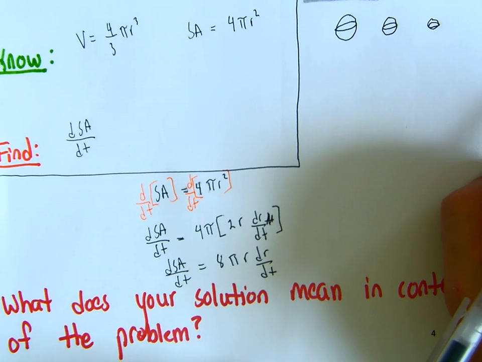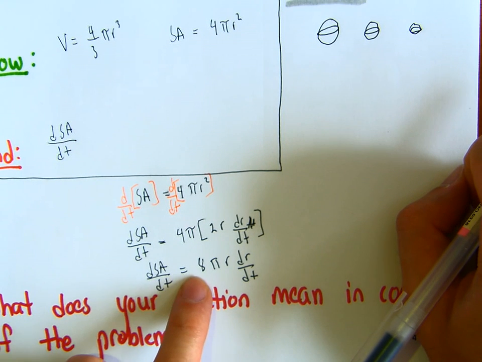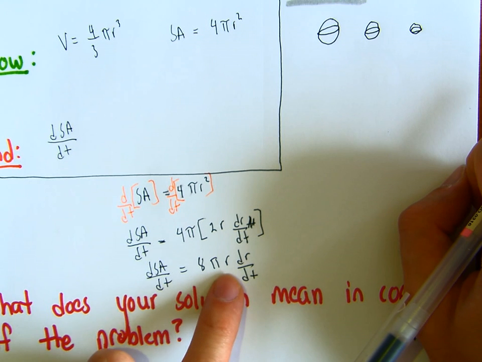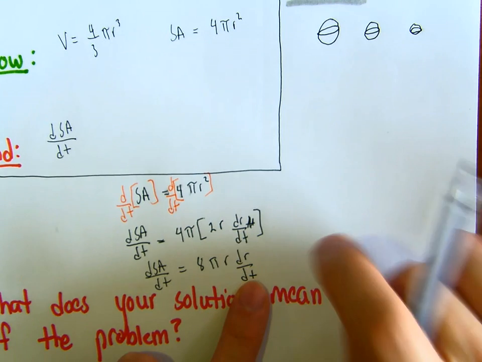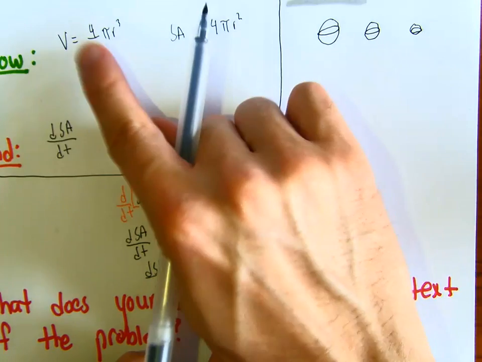Okay? Now what happens here? We want to find this. Do we have 8? Yes. Do we have pi? Yes. Do we have r? Yes. Do we have dr dt? No. We need to find dr dt somehow. So what are we going to do? Let's look at this formula.